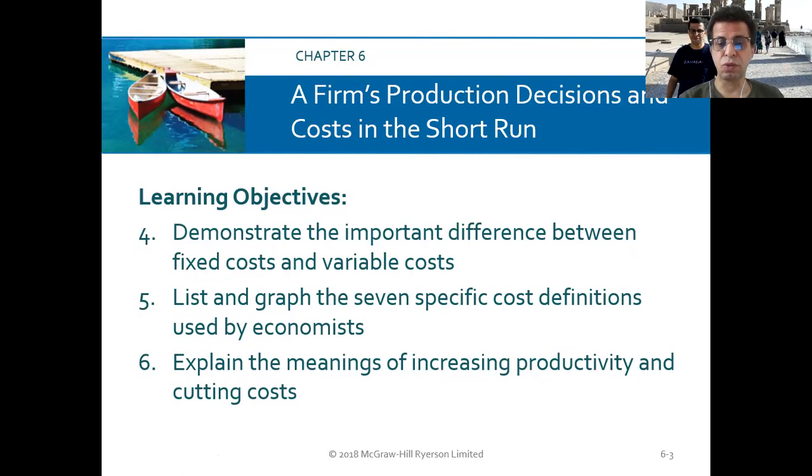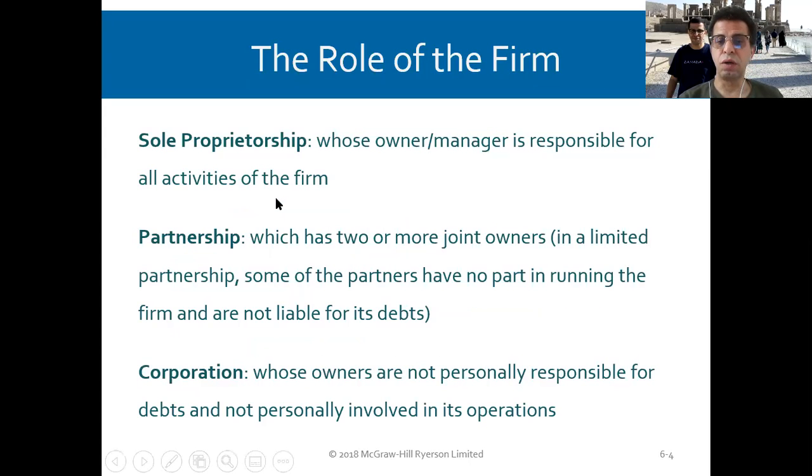Also, we're going to demonstrate the important difference between fixed costs and variable costs. We're also going to list and graph seven specific cost definitions used by economists and explain the meaning of increasing productivity and cutting costs. So there are different types of companies.